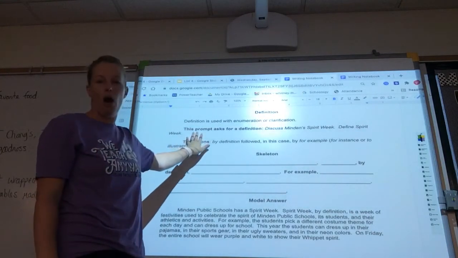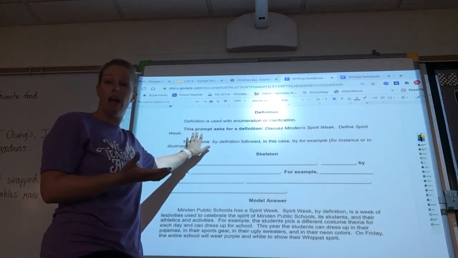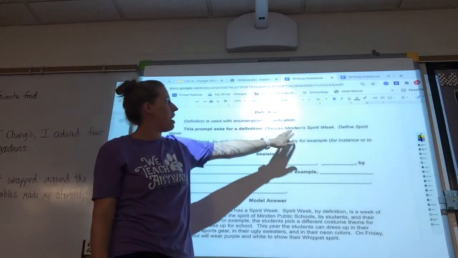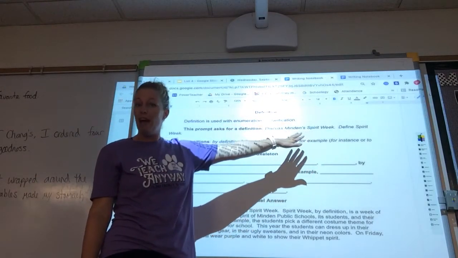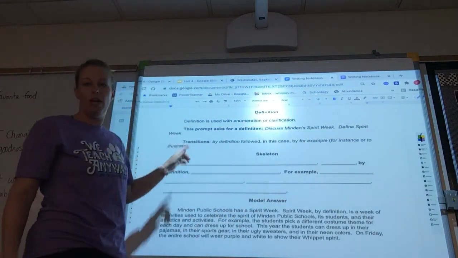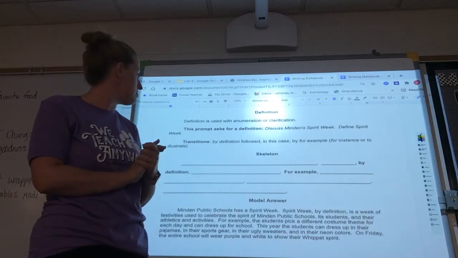If I have a prompt that asks for a definition, that is the only time that I will be using a definition paragraph. Here we say, discuss Minden's Spirit Week, so we know we have to have clarification. But then on there it says define Spirit Week. So then you know you have to have a definition if it's asking you to define something.